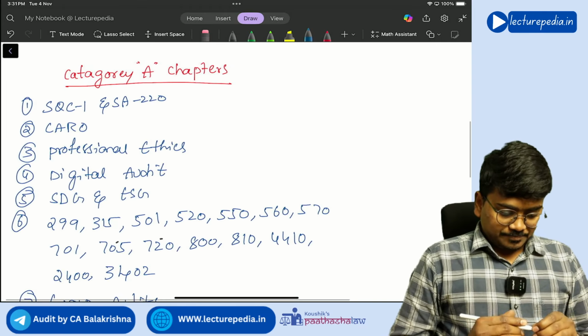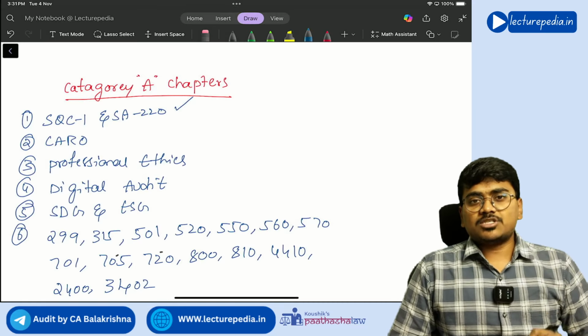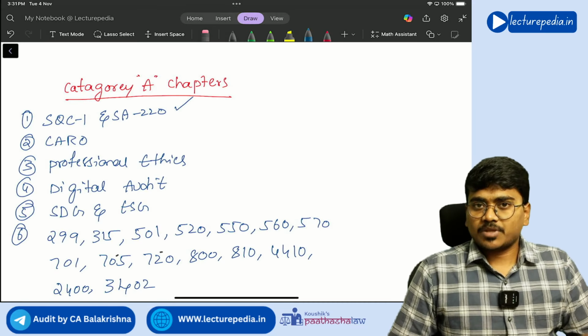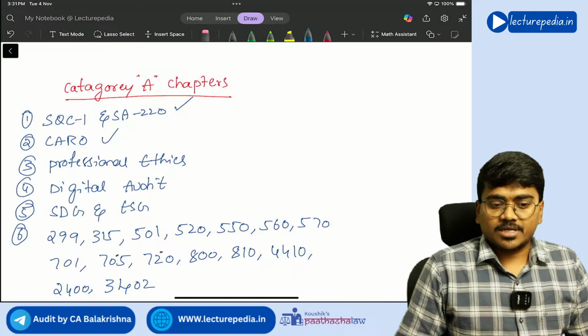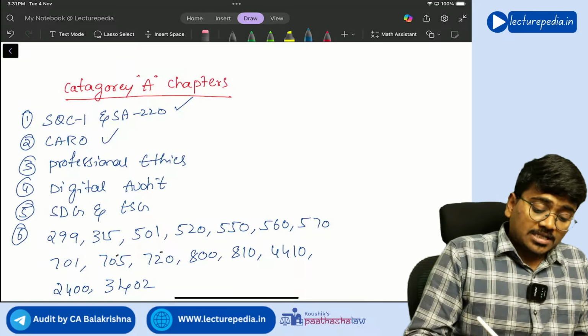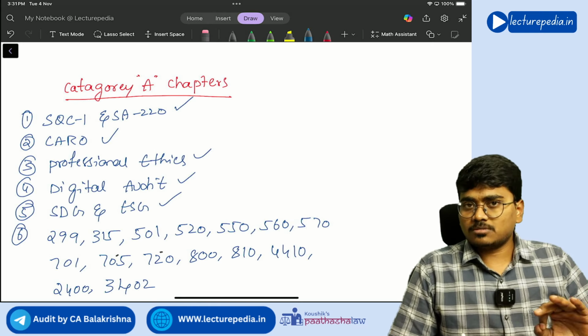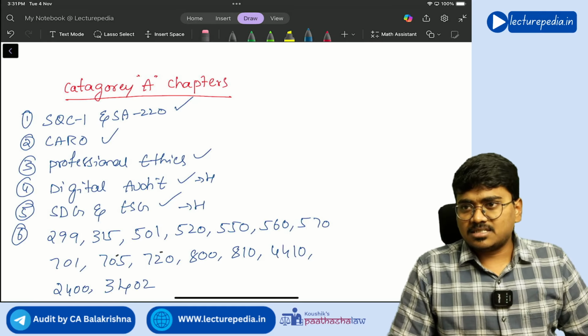The chapters SQC1 and SA220, firstly, that quality control chapter. There is for sure at least one question from these two standards taken together for 5 marks. If you observe, in each and every examination there is one question. ICAI is not missing it. Similarly, CARO also for sure 4 marks you will get. Next, professional ethics, there will be 10 to 15 marks, right? Next, digital audit and SDG, ESG. These two chapters also ICAI is not missing. 4 marks from digital audit, 4 marks from SDG, ESG.